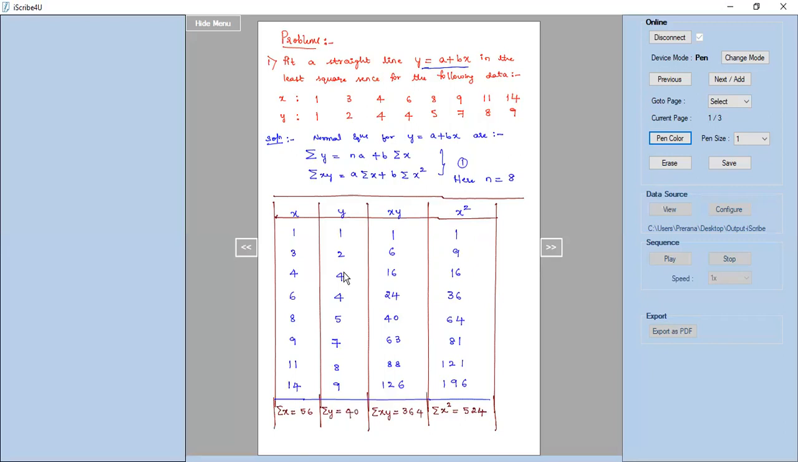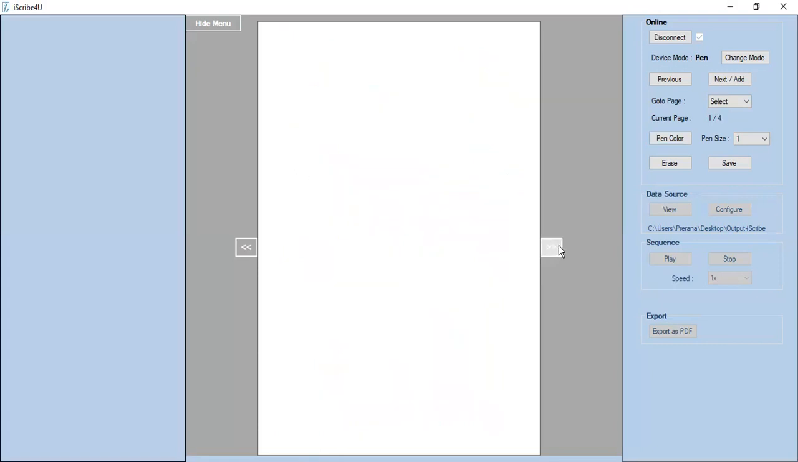Now, what are these values going to help us with? These summations are going to help us in substituting into equation 1. We will substitute all these summations carefully into equation 1 and solve them simultaneously. We'll do that on the next page. So substituting in equation 1, we get 40 is equal to 8a plus 56b, and 364 is equal to 56a plus 524b.